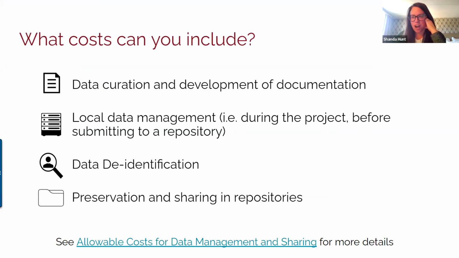A significant concern and questions are around budgeting. And what types of costs can we include for this in our grants is a good starting place for that conversation. So you can include in the budget the cost to cover any data curation and development of documentation that must be submitted along with data sets. And this can be during the life cycle, the duration of the grant itself. So that means you can also cover things like local data management during the project before submitting to a repository.